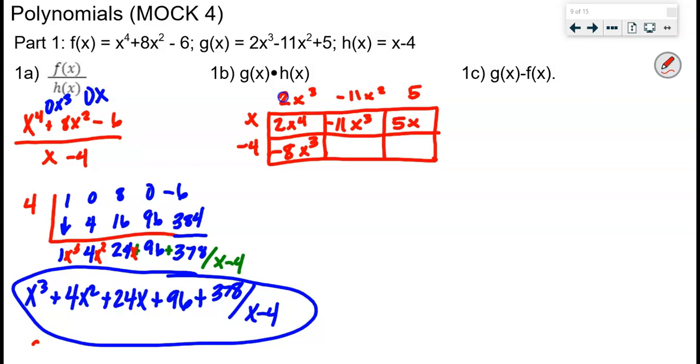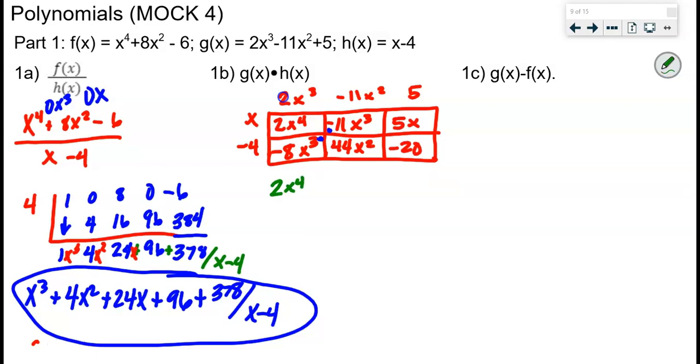Then we've got negative 11x squared times 4, so that's going to be positive 44x squared. Then we've got 5 times negative 4, that's negative 20. Okay, so we're looking for some like terms here. And I only see one set of like terms right here and here. Everything else is unique.